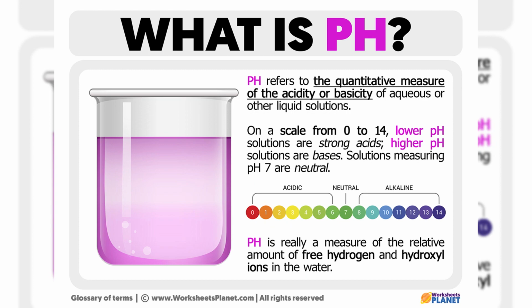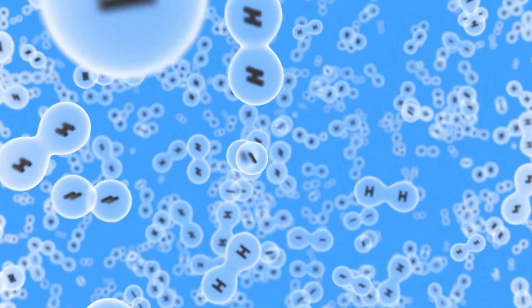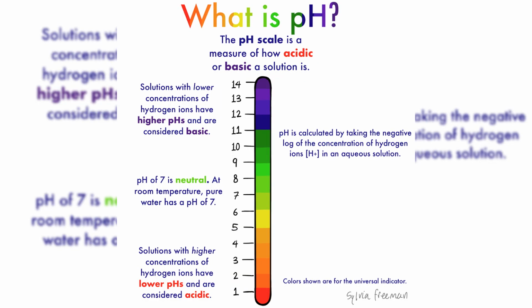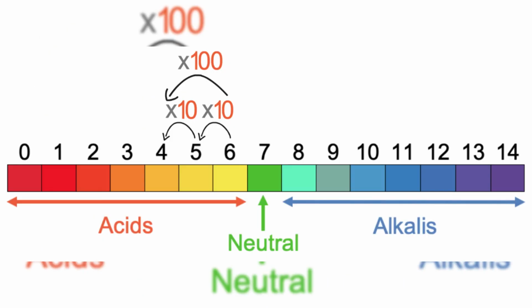The term pH stands for potential of hydrogen ion concentration and refers to the amount of hydrogen ions in the substance. Since pH is a logarithmic scale, this means that for every 1-digit change in the pH, the hydroxide ion concentration changes by 10 times.